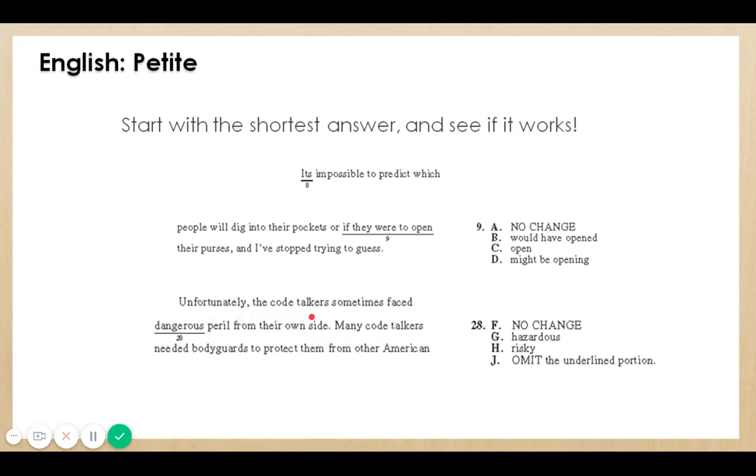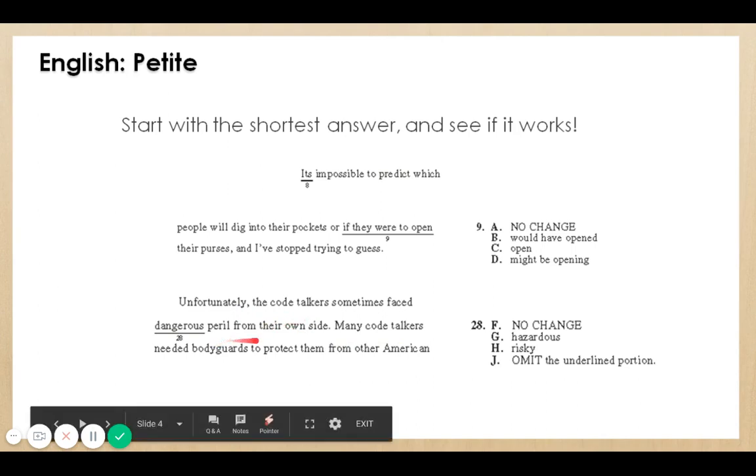Unfortunately, the code talkers sometimes faced peril from their own side. Omit is the right answer choice, J, and why it is because dangerous and peril mean the same thing.